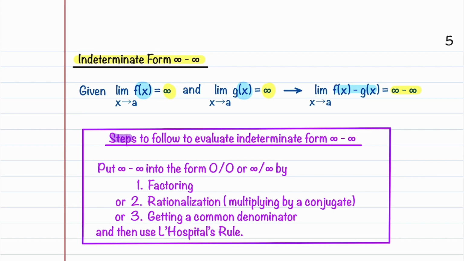Let's now walk through how to evaluate this indeterminate form. What you're going to do is put infinity minus infinity into the form 0 over 0 or infinity over infinity by factoring or rationalization. That just means multiplying by a conjugate or getting a common denominator. Once you do that, your limit will be in the form 0 over 0 or infinity over infinity, and then you can use L'Hopital's rule.